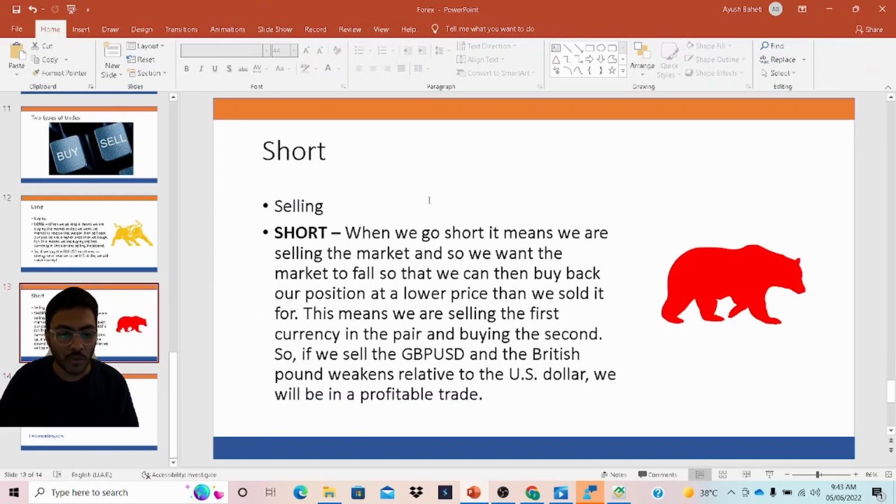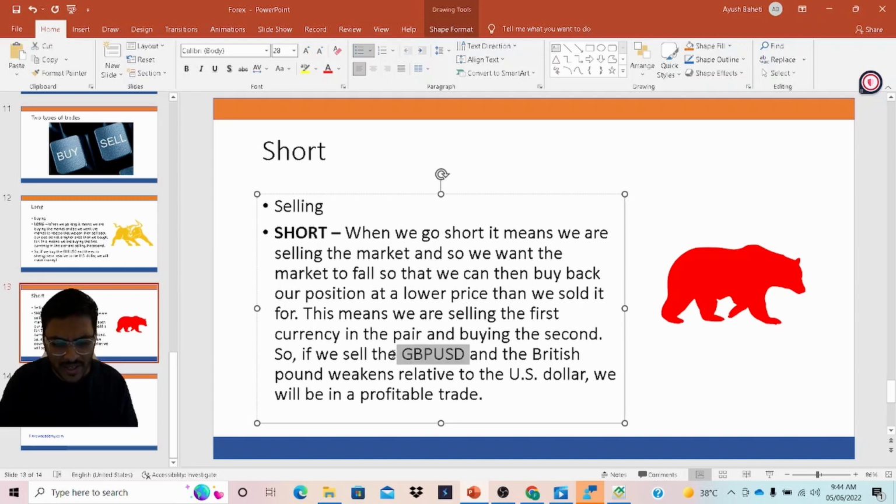Let's understand the short position. When we go short, it means we are selling the market and we want the market to fall so that we can buy back our position at a lower price than we sold. This means we are selling the first currency in the pair and buying the second currency. So if we sell GBP/USD and the British pound weakens relative to the US dollar, we will be in a profitable trade.